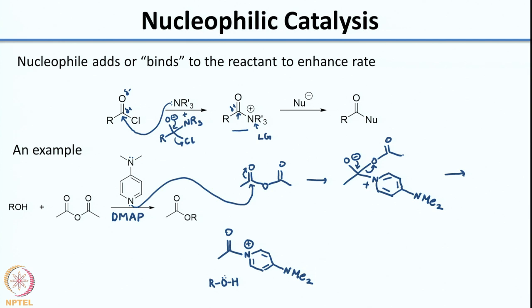So now your alcohol will interact. Again, you form this tetrahedral intermediate. And here again you see, when the lone pair comes in, you have a better leaving group here. Then you get your product after one more proton transfer. So this is the mechanism of nucleophilic catalysis.